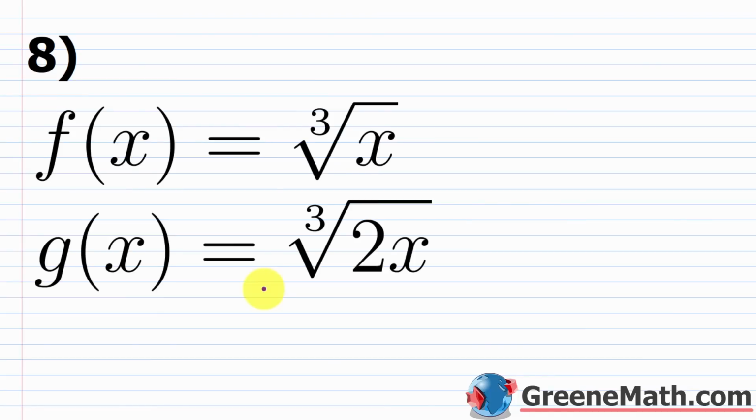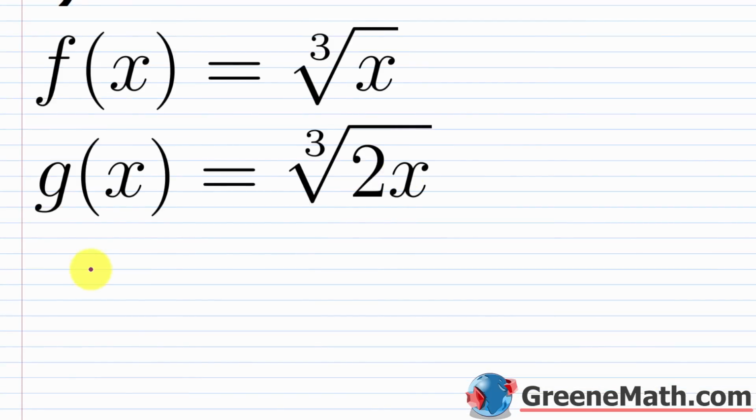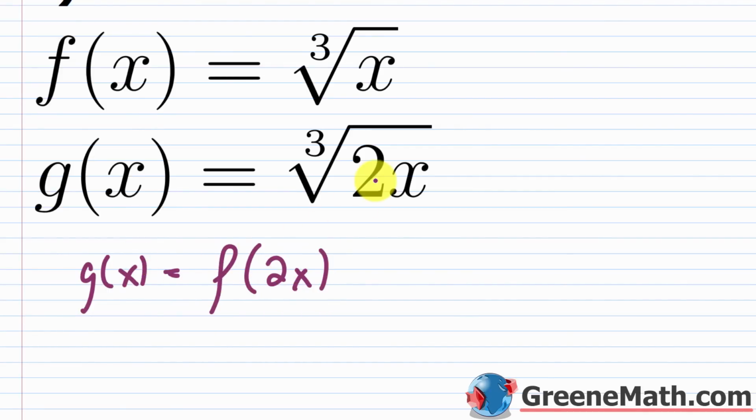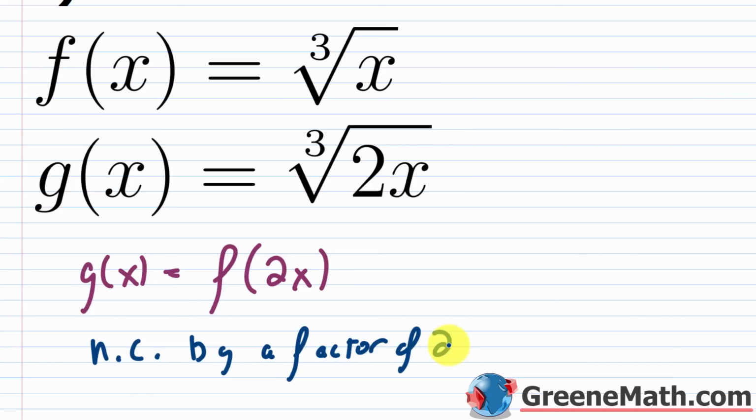All right, for problem 8, we have f of x is equal to the cube root of x, and then g of x is equal to the cube root of 2x. So what I'm going to do here is say that g of x is equal to f of 2x. So it's going on the inside. So how do I undo what's being done to x? Well, I would multiply by half or divide by 2. So I'm going to say there's a horizontal compression by a factor of 2. Or again, if you want to say a horizontal shrink by a factor of half, that's fine as well.